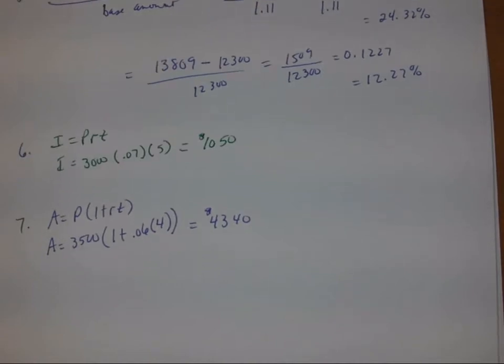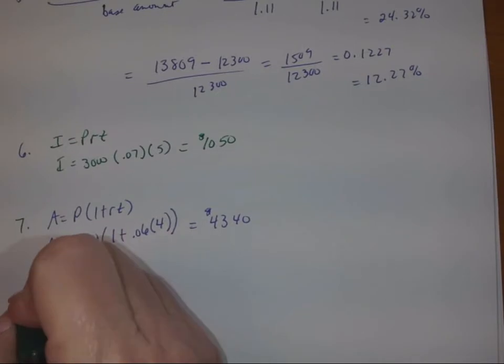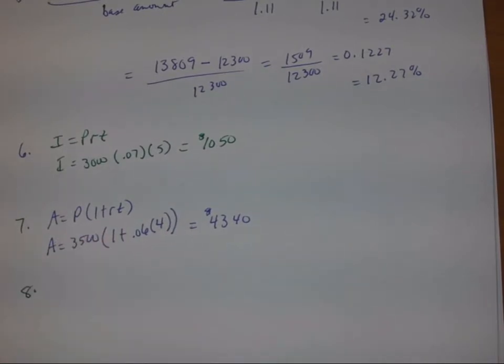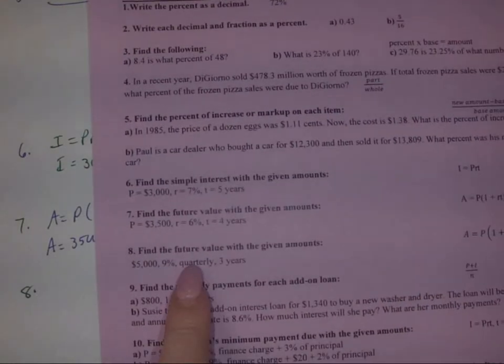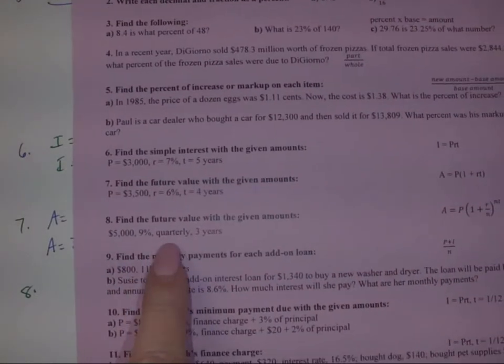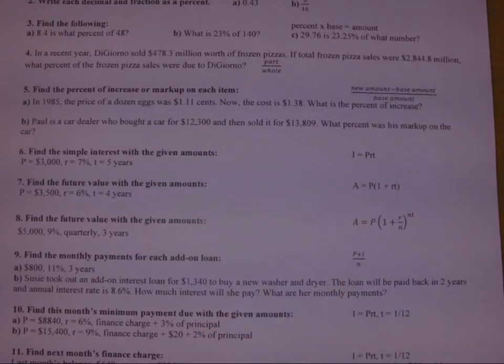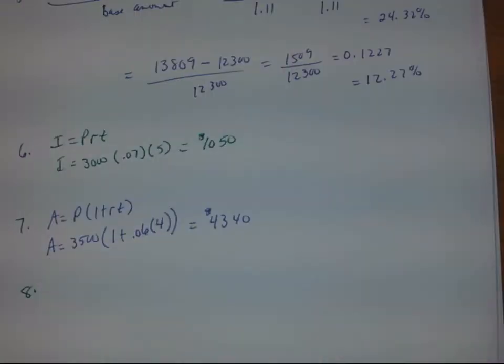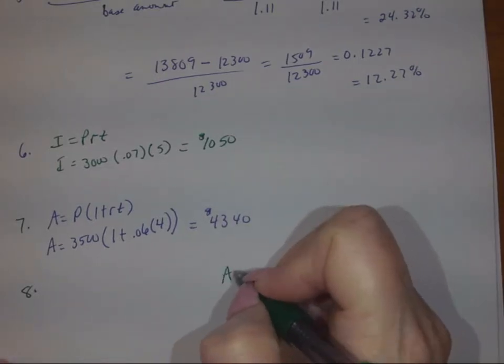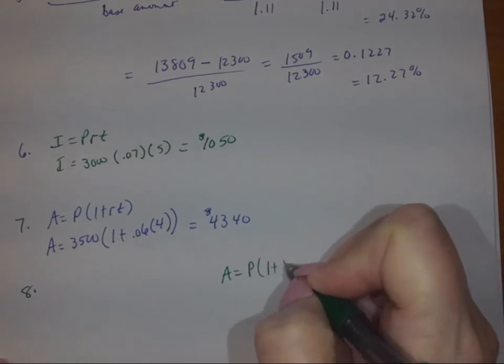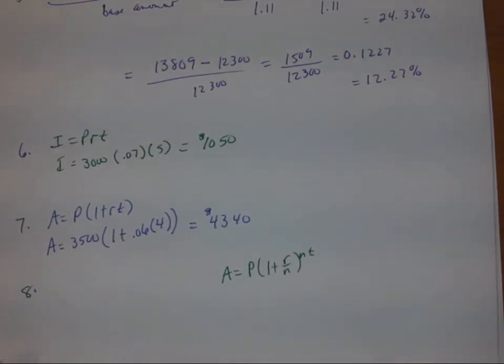All right, the next question, number 8. Find the future value with the given amounts. This time, we are looking at future value, but we've got a quarterly in here. That tells us we're going to use the compound interest formula. It's still the future value because you're finding what it's going to be in 3 years. It's the accumulated value is another way to look at it. So this time our letters aren't labeled. We're looking at the formula A is equal to P times 1 plus R over N raised to the NT.